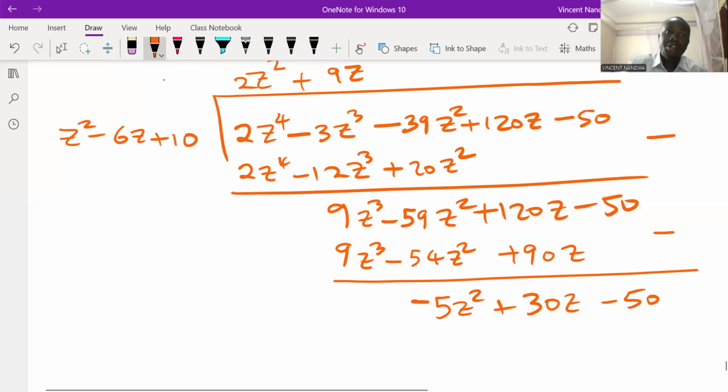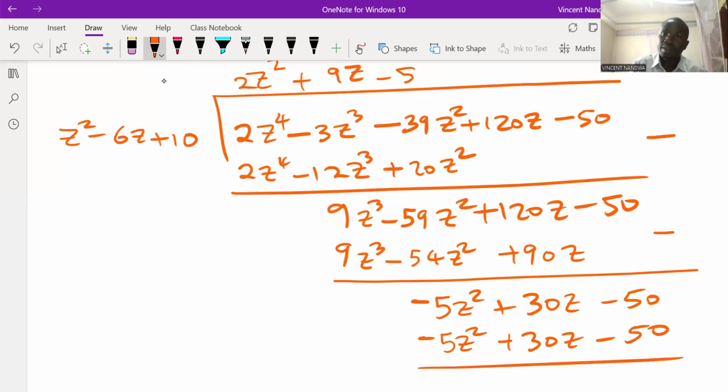Then I need to multiply z squared by minus 5 to get minus 5z squared. So this will give me minus 5z squared. Minus 5 times minus 6 is positive 30. Minus 5 times minus 10 is minus 50. Then when I subtract, I get 0.